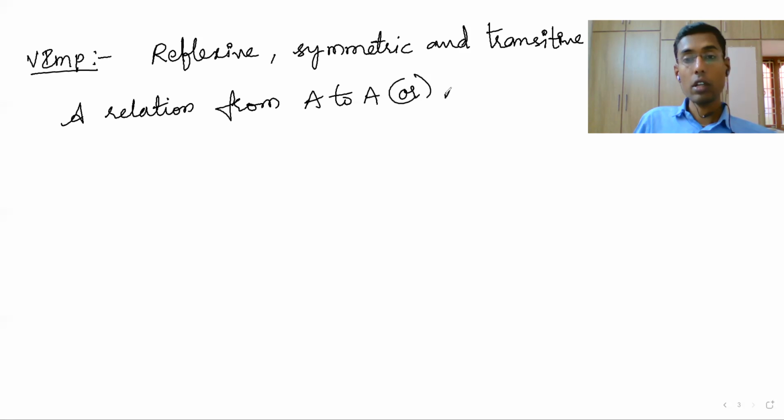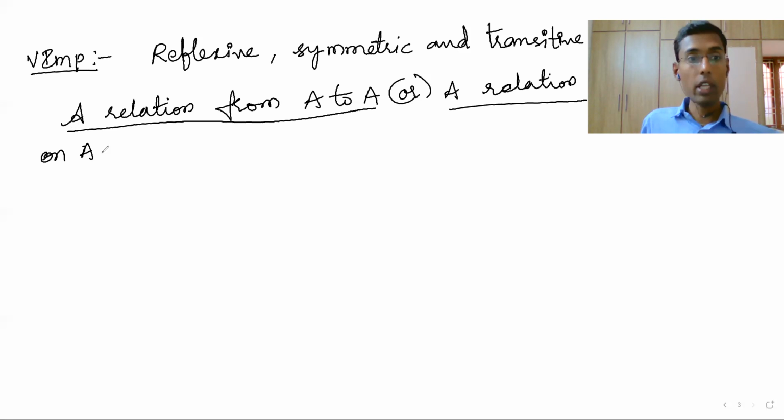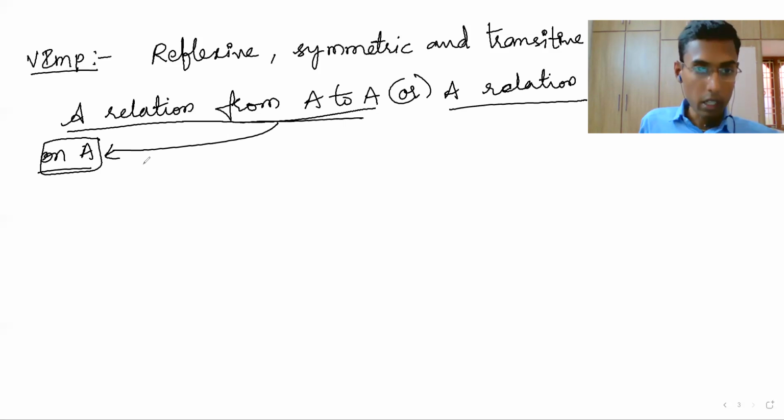Or a relation on A. Okay, a relation from A to A or a relation on A. From A to A means what? On A. Understand this. A relation on A means from A to A.